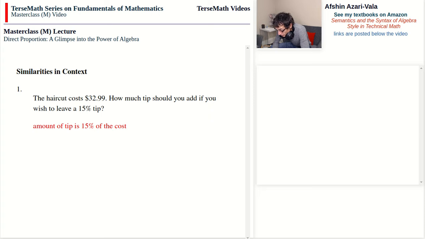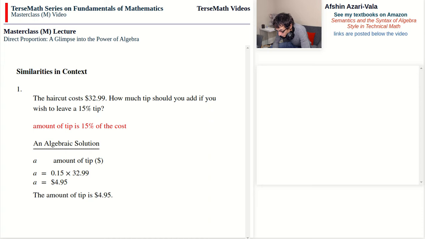With this in mind, we can write an algebraic solution with A representing the amount of tip in dollars. A becomes equal to, or the amount of tip becomes equal to 15%. So I convert from percentage to decimals, 15% of the cost. So again, you see, that's how you read it. Amount of tip is 15% of the cost. And then we multiply 0.15 and $32.99 to find out that the amount of tip is $4.95.